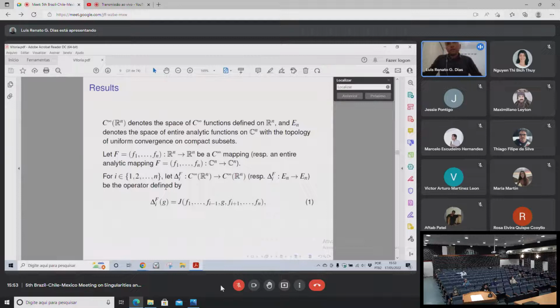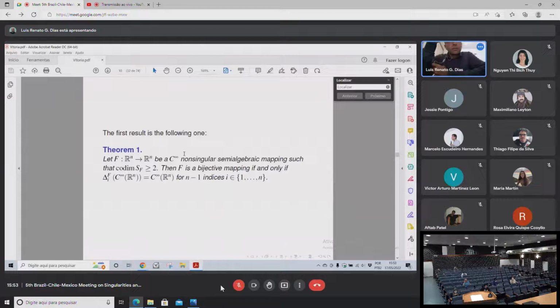These are linear operators. And with this, we can state our first result. Given a non-singular semialgebraic mapping F from R^n to R^n, assume that the Yellow neck set S_F has codimension greater than or equal to 2. Then F is a bijective mapping if and only if n minus 1 of the operators are surjective. In other words, F is a bijective mapping if and only if the operator delta_i F is surjective for n minus one indices. In this talk, I also discuss a little about this hypothesis on the codimension of S_F. In fact, we present one example which shows that in our theorem the hypothesis on the codimension of S_F is a necessary condition.